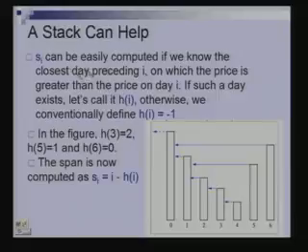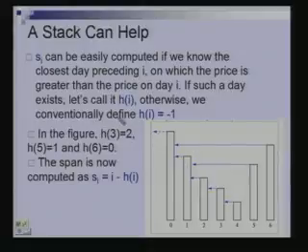Recall that to compute the span, we need to know the closest day preceding I on which the stock price is greater than the price on day I. So, in this example, for day 5, I need to know the closest day preceding day 5 on which the stock's price was more than the price of day 5. This was the price on day 5. On day 1 it was more. So, for day 5 the span would be 1, 2, 3, 4.